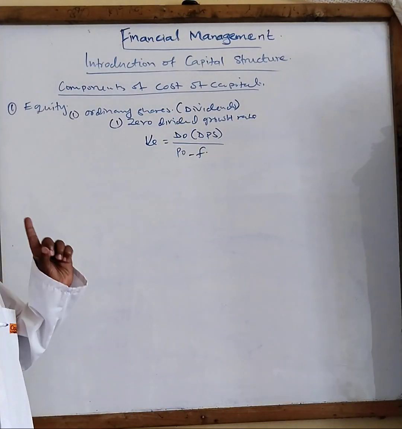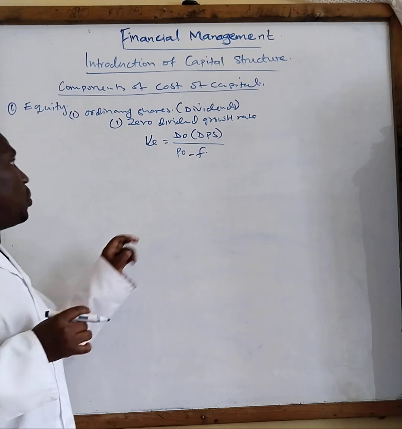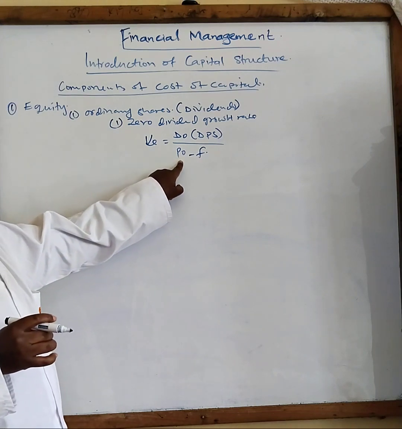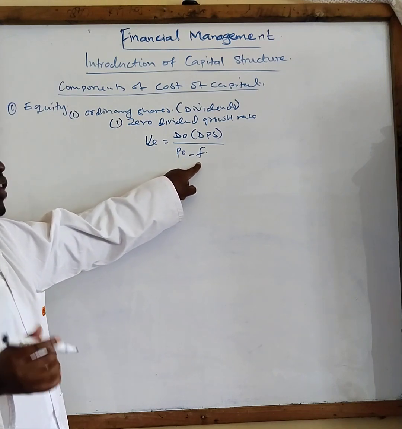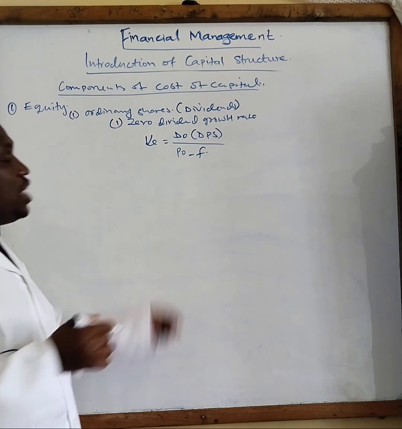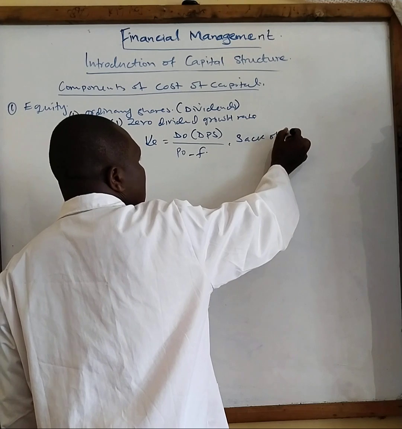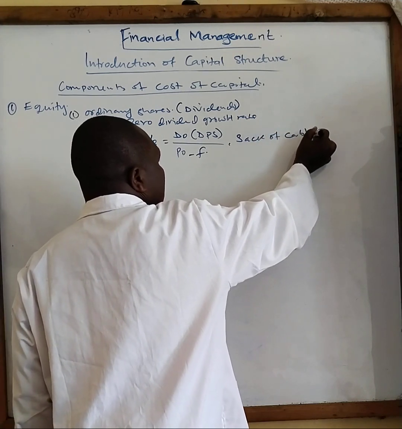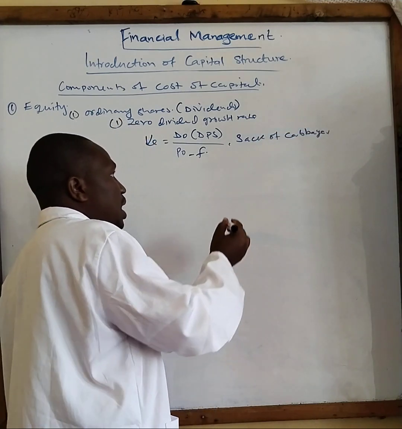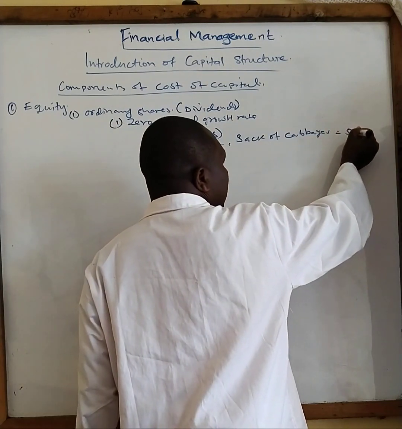Now, let me explain something before I move on. When you talk about market value and flotation, assuming, for example, you have gone to the market and you have bought a sack of cabbages, for example, a sack of cabbages at 500 shillings.